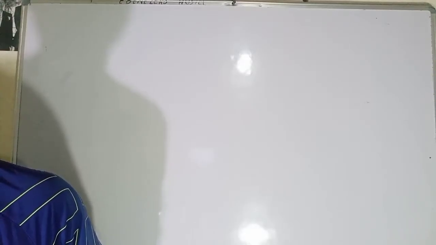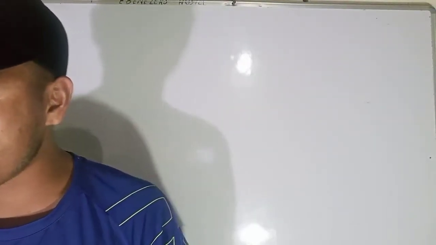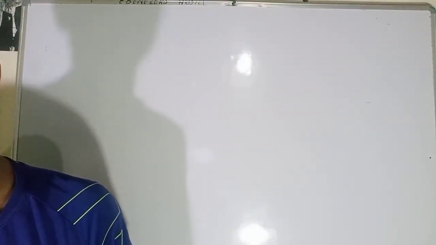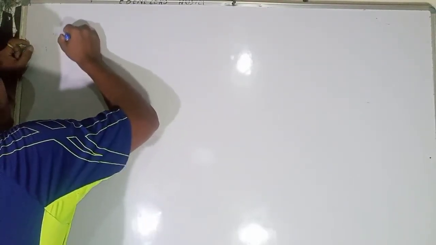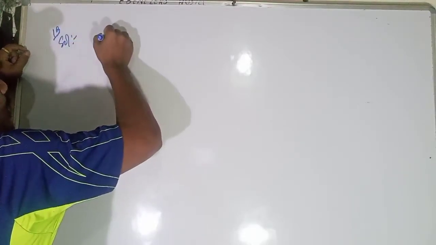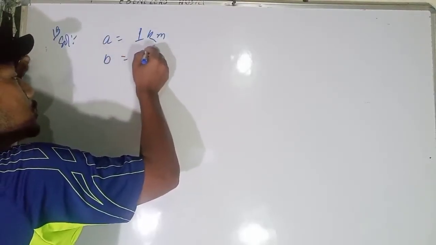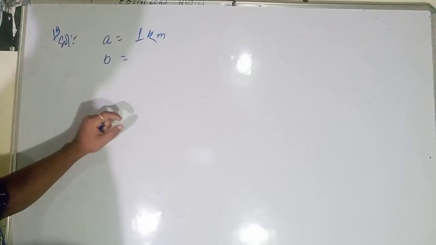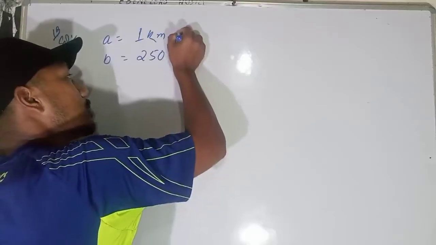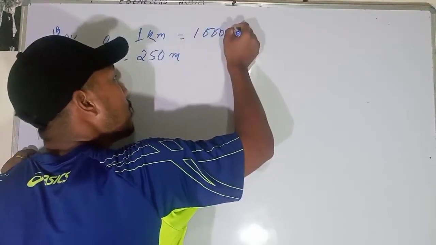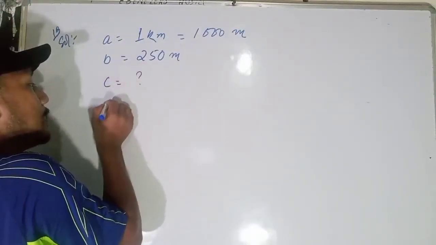So what is the third? That is what we are talking about. Let's go to question number 13. Find the third proportional to 1 kilometer, 250 meters, and 500 grams. Solution. A is 1 kilometer, and B is 250 meters. I have to make these the same unit, so 1 kilometer becomes 1000 meters. Now C we don't have, and D we know.